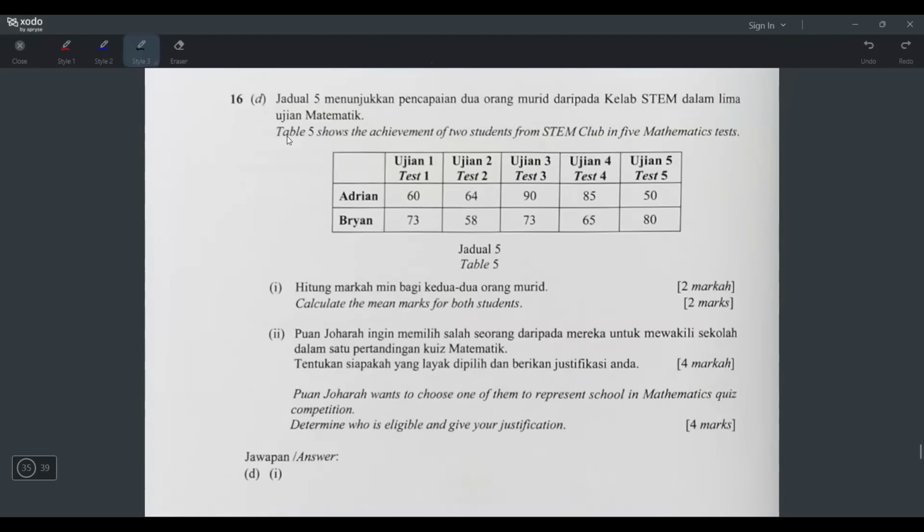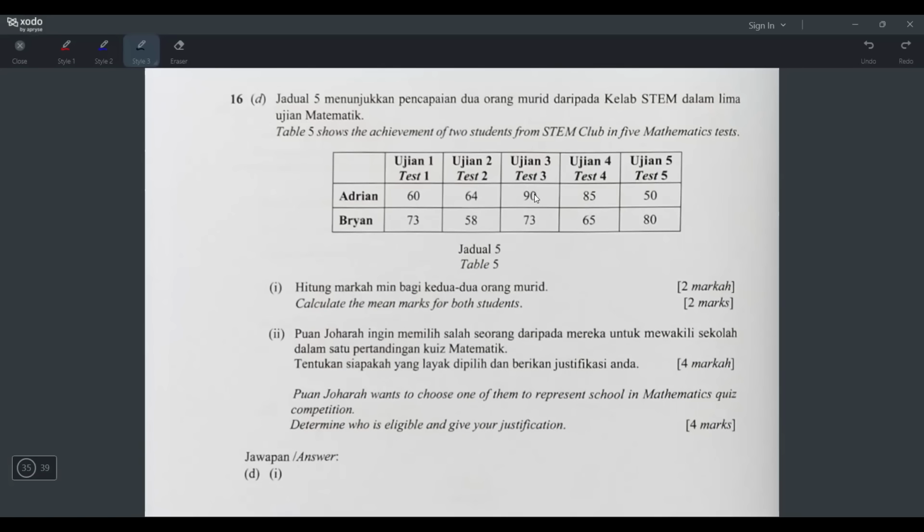Okay, question D. Table 5 shows the achievement of 2 students from STEM club in 5 mathematics tests. So you have Adrian and Brian. So there are 5 tests, these are their marks. This question is very familiar. I forgot which state paper, whether it's the Penang one or the Kelantan, I'm not sure. But it's very familiar.